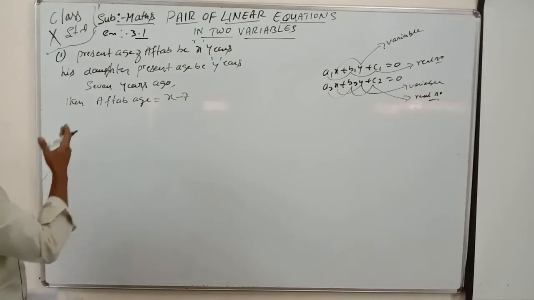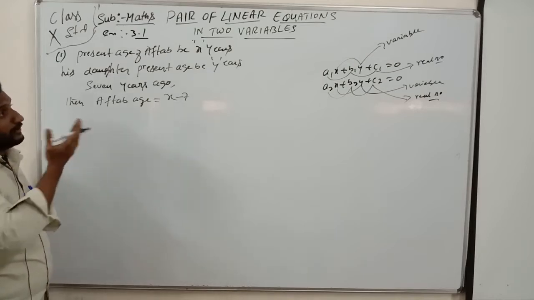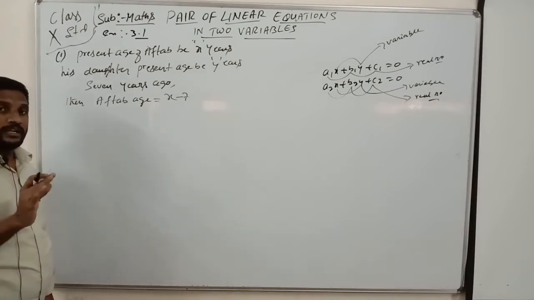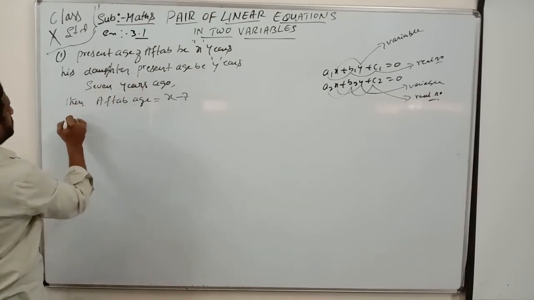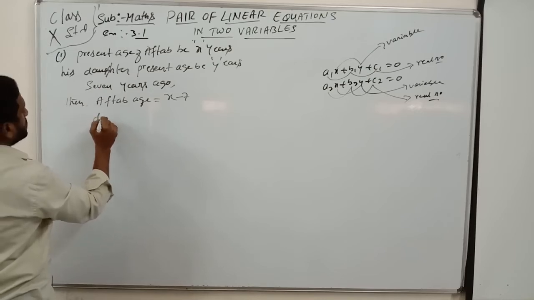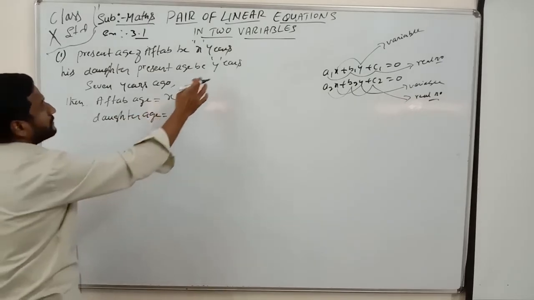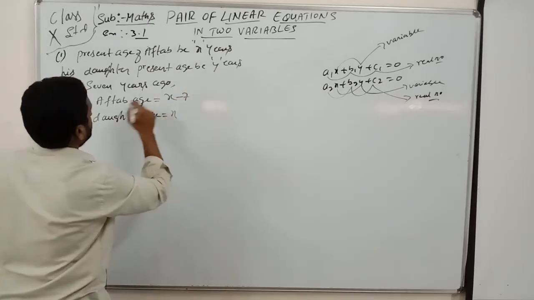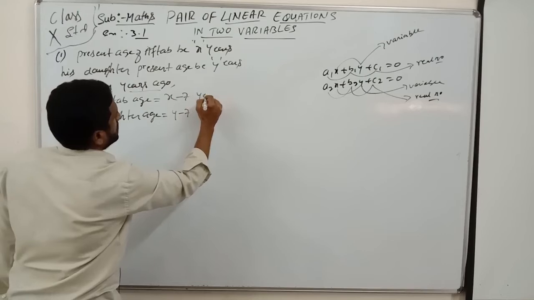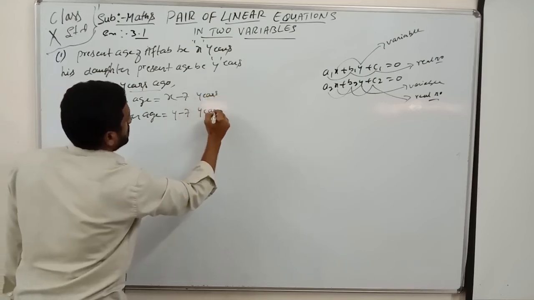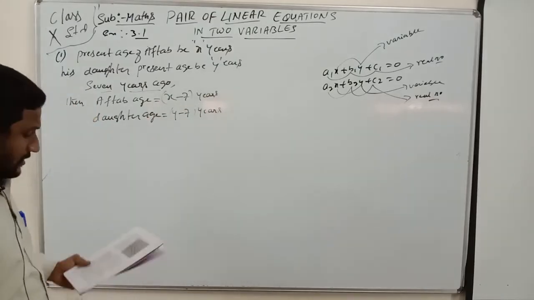Next, what is the daughter's age? The daughter's present age is y years. 7 years ago the daughter also reduces by 7 years, so we subtract 7 here. So the daughter's age 7 years ago is y minus 7 years.